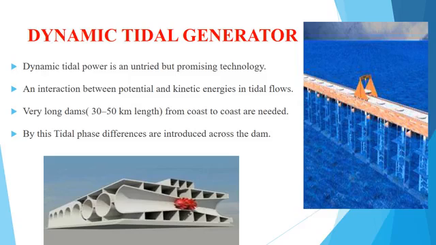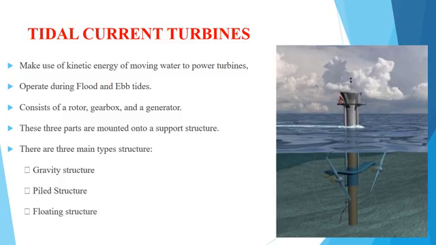Very long dams, like 30 to 50 kilometers in length from coast to coast, are needed. By this, tidal phase differences are introduced across the dam. This is a dynamic tidal generator, which is not frequently used. And another one is a tidal current turbine. Figure shows the tidal current turbines.